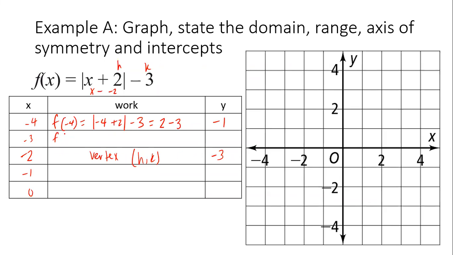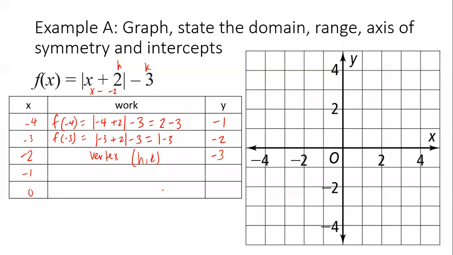Negative 3, so f of negative 3, substitute that in. I have negative 3 plus 2 minus 3. That's going to give me negative 1. Absolute value of negative 1 is 1. 1 minus 3 is going to be -2.